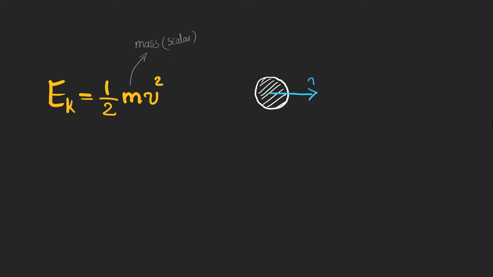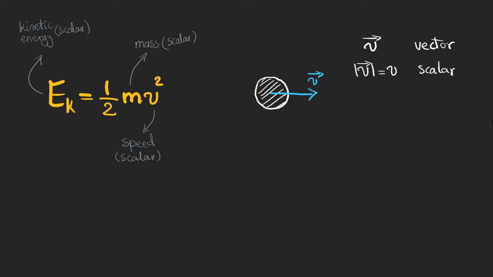The next example is a scalar, kinetic energy. Consider an object with mass m that is moving with a speed v. We know that v is a vector, but its speed is the magnitude of v, which is a scalar. So the kinetic energy can be written as half of the mass times the speed squared.